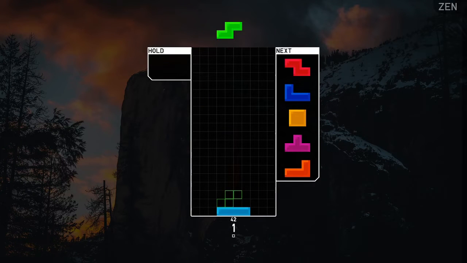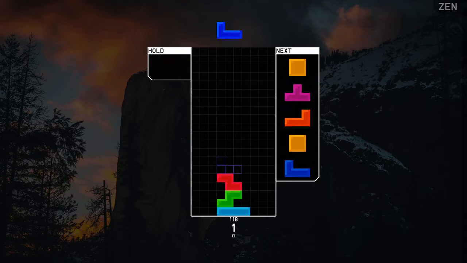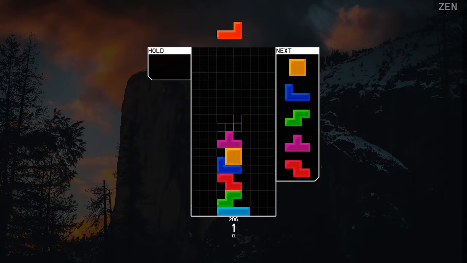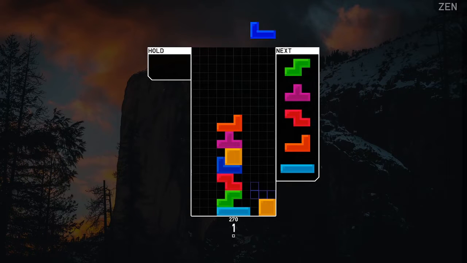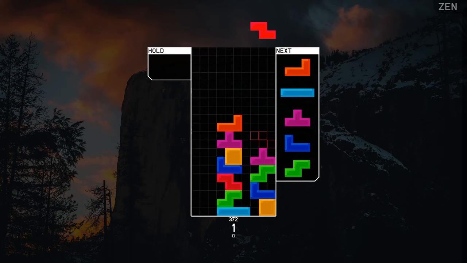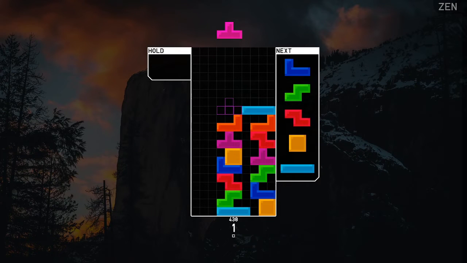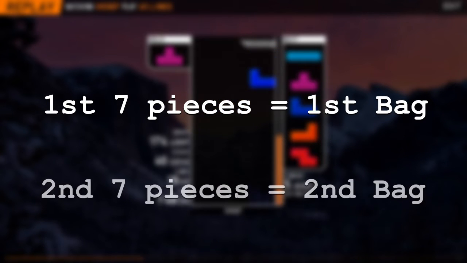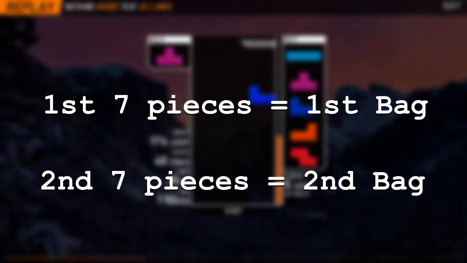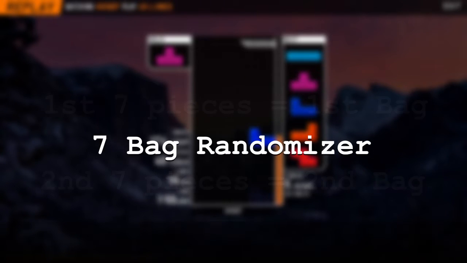For example, here I will just hard drop 7 pieces. You will see that the first 7 pieces are the 7 different tetrominoes in Tetris. Here, I will also hard drop the next 7 pieces, and as you can see, the next 7 pieces are also the 7 different tetrominoes in Tetris, just in another order. We call the first 7 pieces the first bag, and then the second 7 pieces the second bag, and so on. That is basically the 7-bag randomizer.